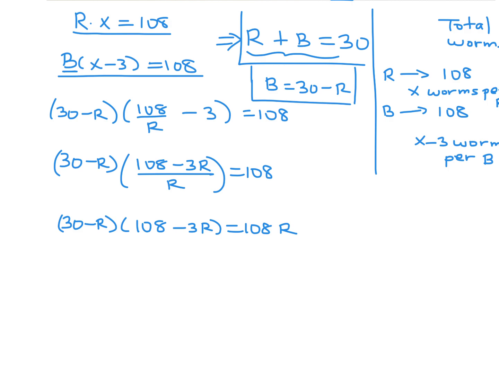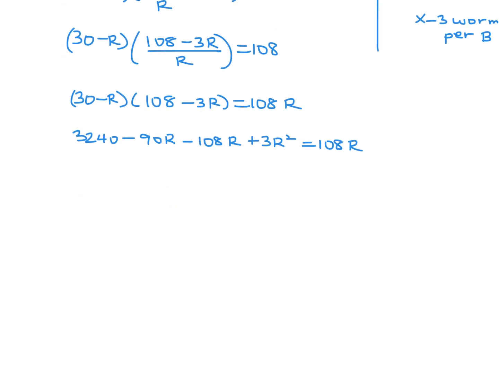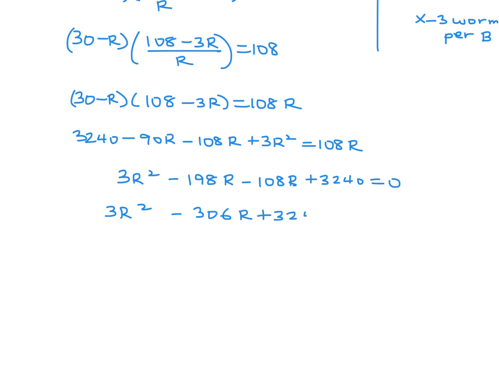Okay, so now we expand it all and collect like terms. So it'll be 3240 minus 90R minus 108R plus 3R squared equals 108R like that. 3R squared minus 198R minus 108R plus 3240 is equal to 0. Yeah, putting everything on one side, and then in the end, you just collect like terms. And when we collect like terms, we get 306, right? Okay, so let's divide through by 3. Hopefully, that will make it a little bit easier.